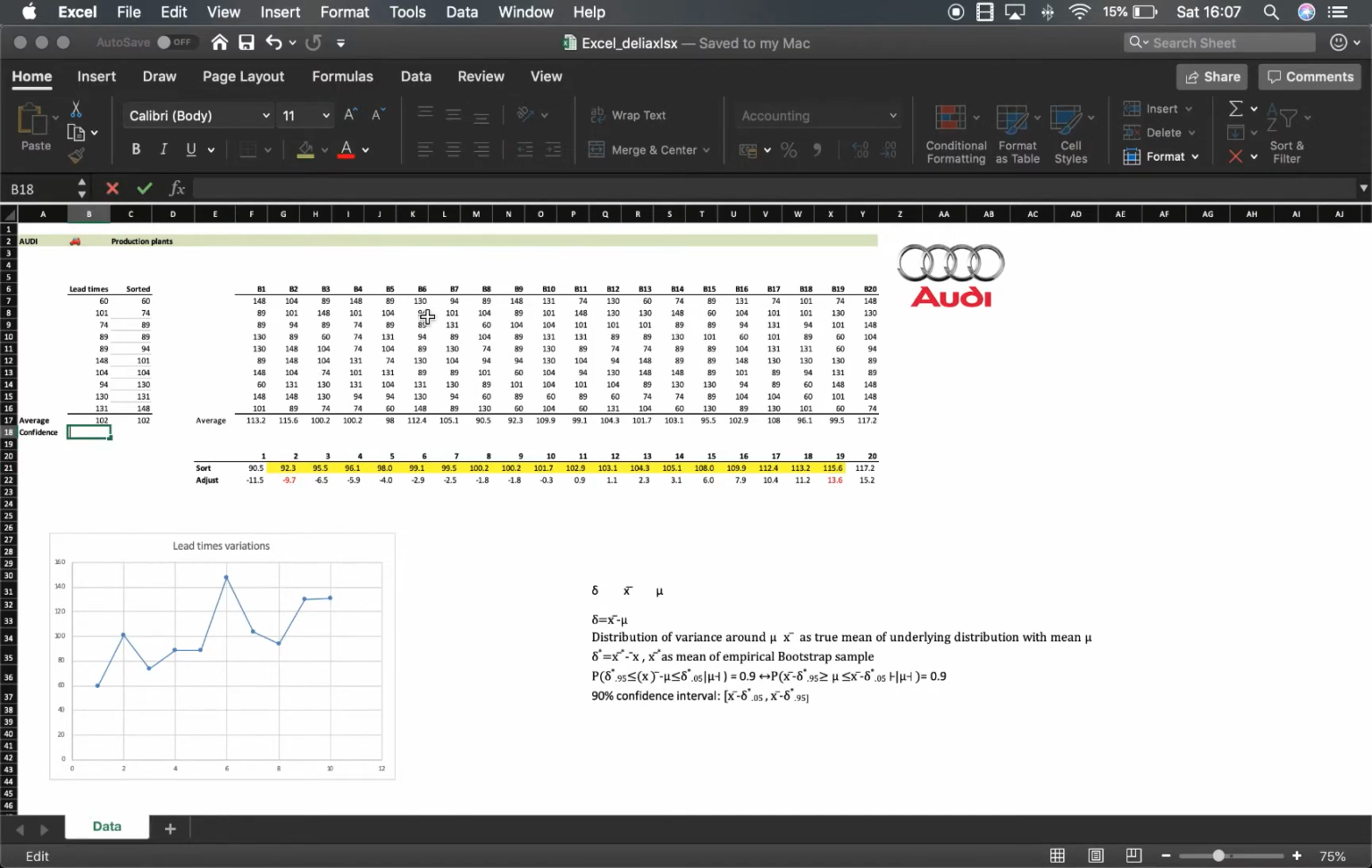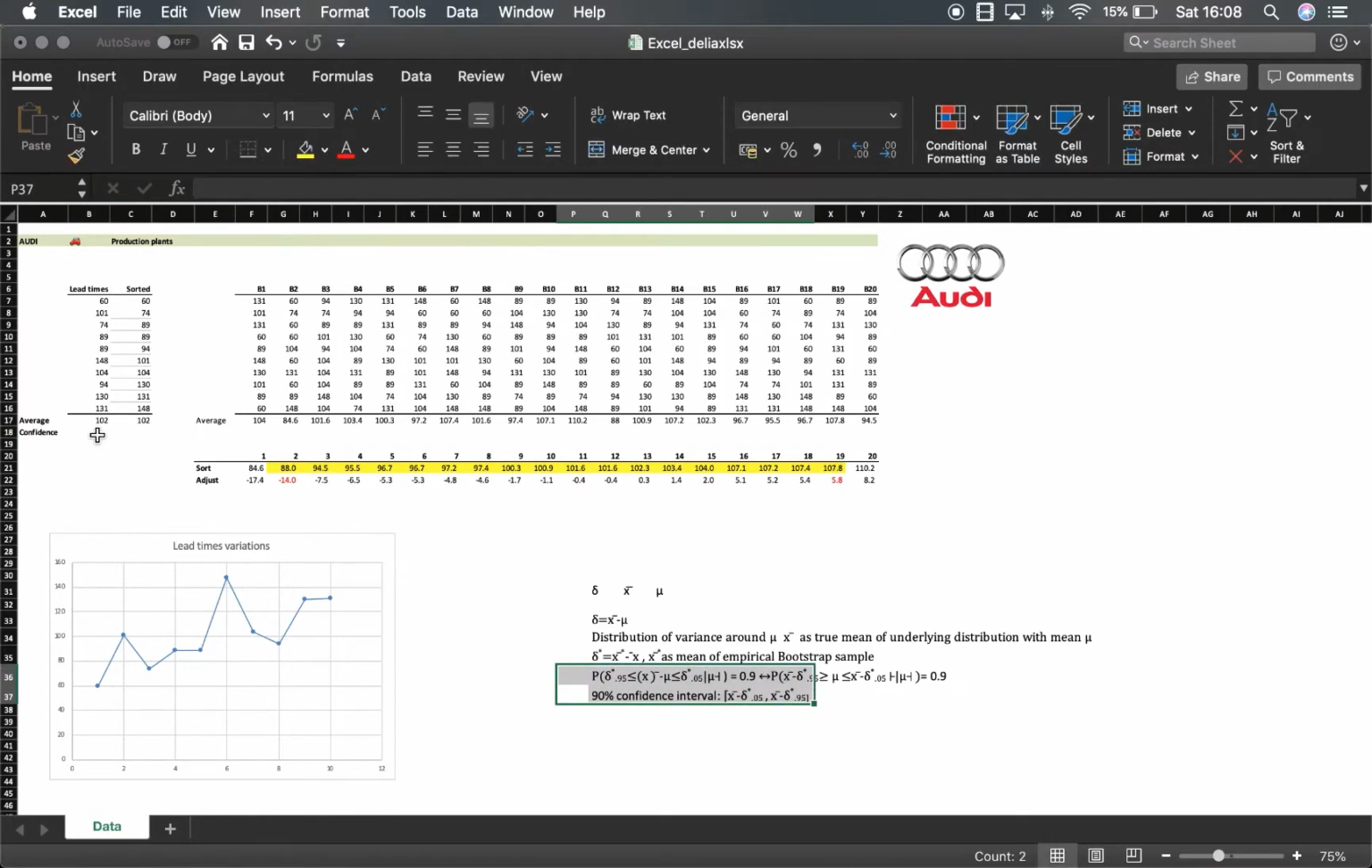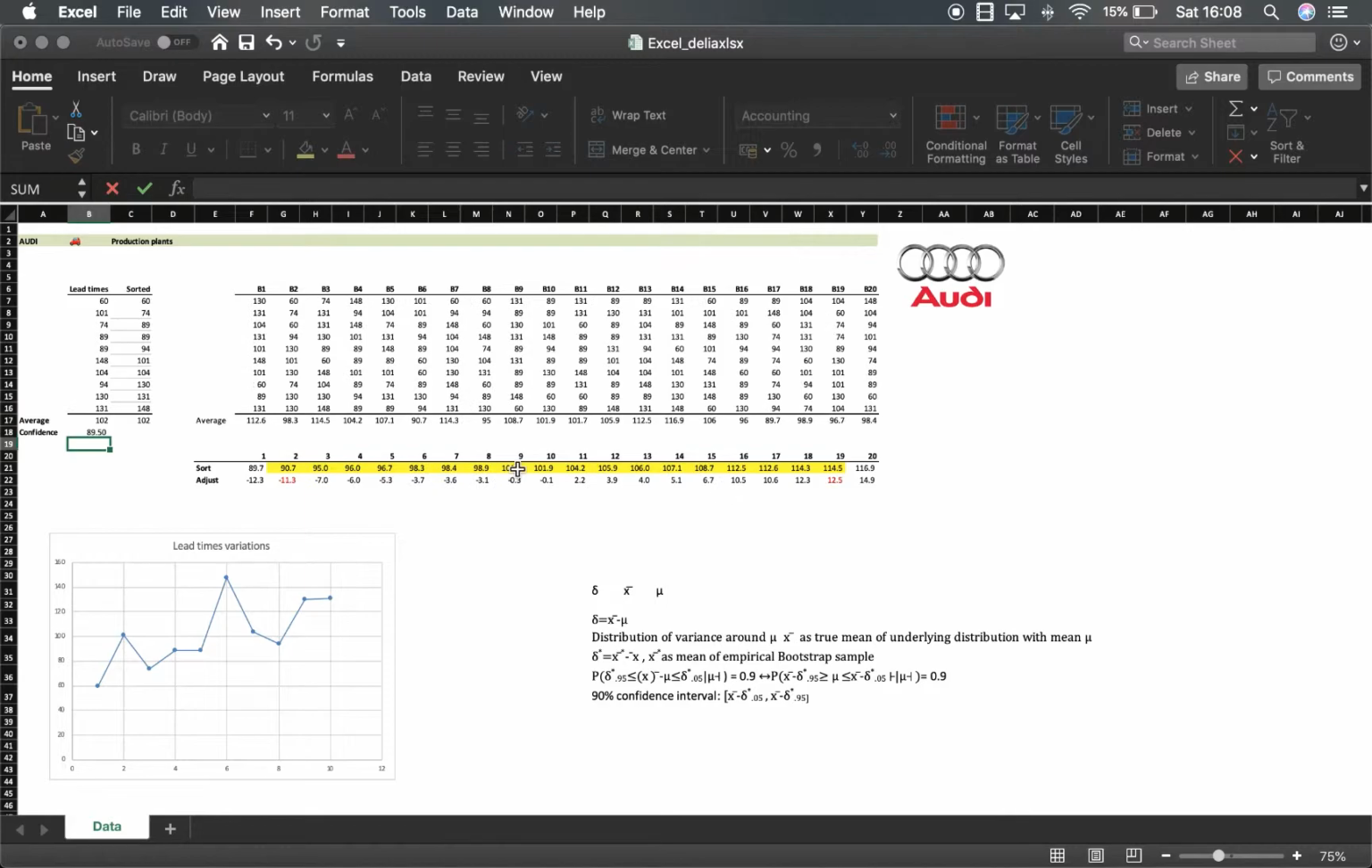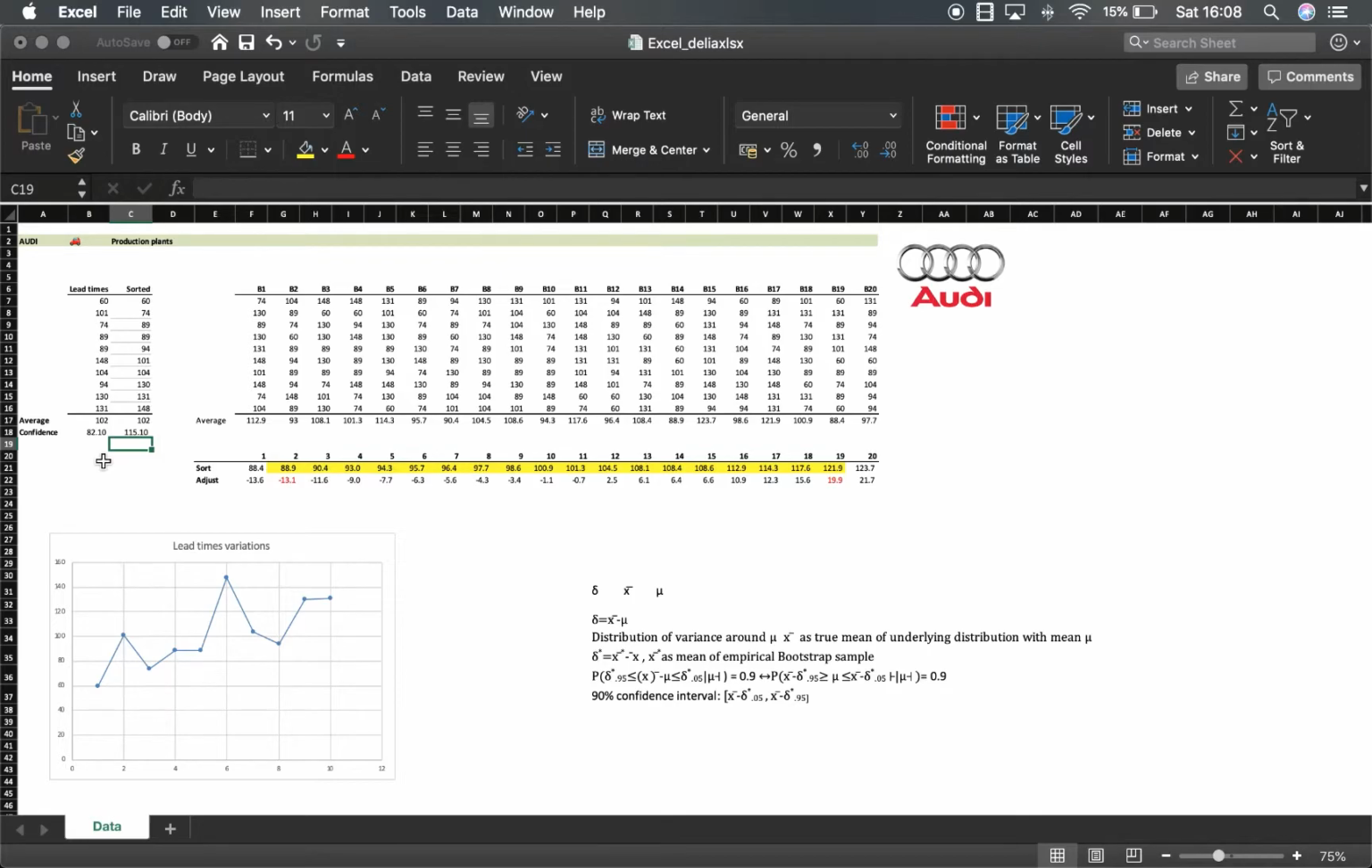In the last step, we now have to use this formula to calculate the limits of the interval. First, we subtract the 95th percentile from the mean of the original sample to get the lower limit. Secondly, in order to obtain the upper limit, we subtract the 5th percentile from, again, the mean of the original sample. We eventually get the confidence interval we wanted to calculate. We find that 90% of the expected lead times will be between 82.1 and 115.1.